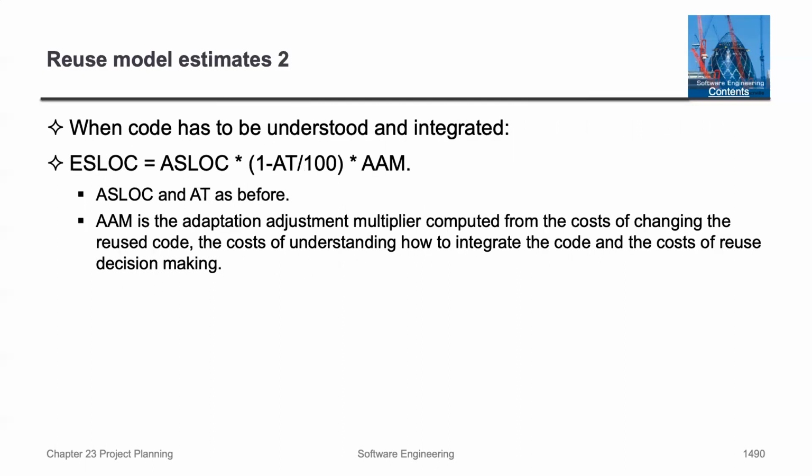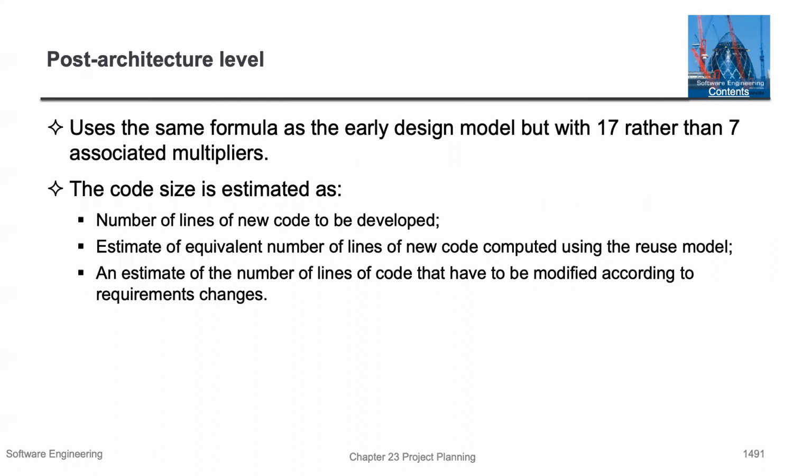Here's another reuse model. This is used when the code is to be understood and integrated. Here is for post-architectural levels, you can use the same formulas as the early design models, but with 17 rather than 7 associated multipliers. The code size is estimated as the number of lines of new code to be developed, an estimate of equivalent lines of new code computed using the reuse model, and an estimate of the number of lines of code that have to be modified according to requirements change.